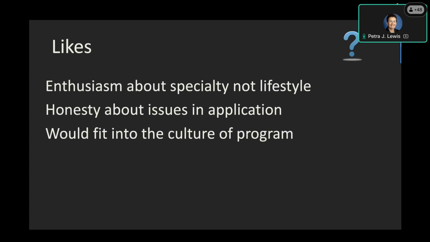We want you to be honest about your issues in your application. It's okay. People fail courses. People fail exams. People have mental and physical health crises. That's fine. You just need to be upfront about them and say where you're going from here. And then the culture of the program is obviously going to vary with the program.